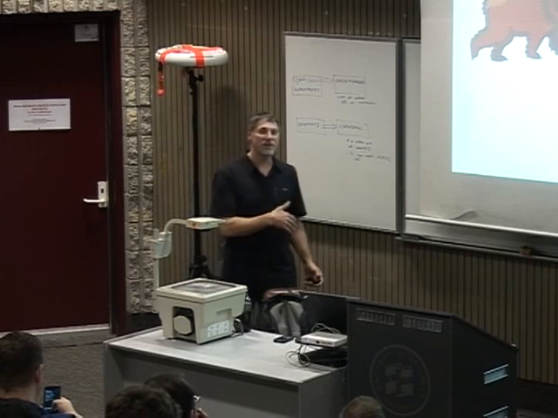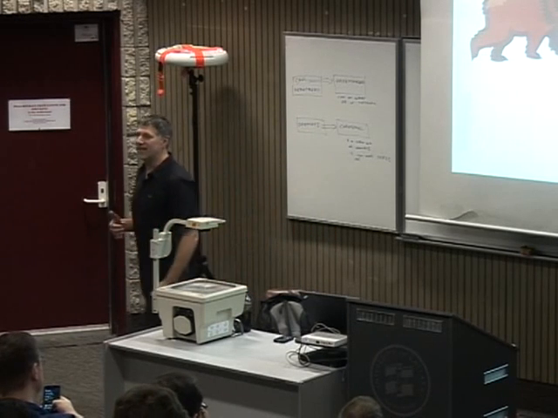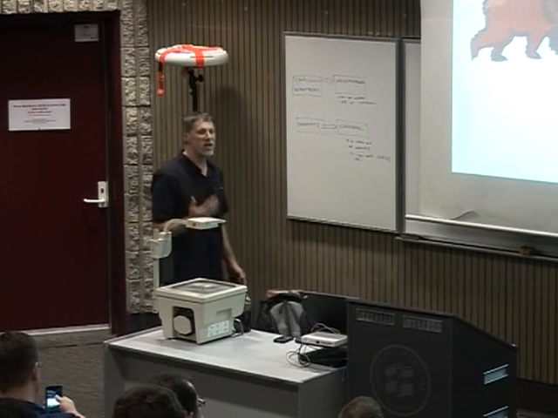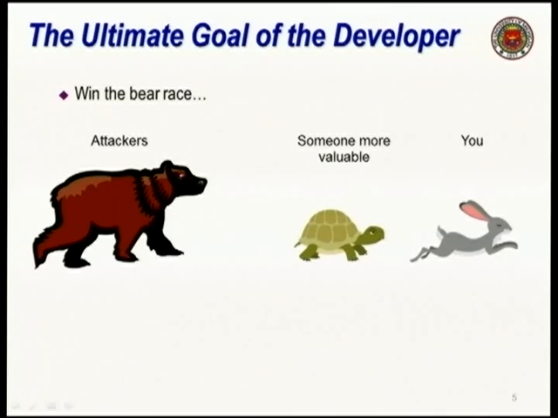So as a developer, given that these attackers are coming after your machine, the goal of the developer is to win the bear race. Now, what's a bear race? You're in the woods, there's a crowd of people, and all of a sudden a gigantic grizzly bear comes through the woods. Do you need to run faster than the grizzly bear? No. You need to run faster than the slowest person in the crowd. And that is ultimately the goal of protecting yourself from attackers. Make yourself less attractive than other targets.